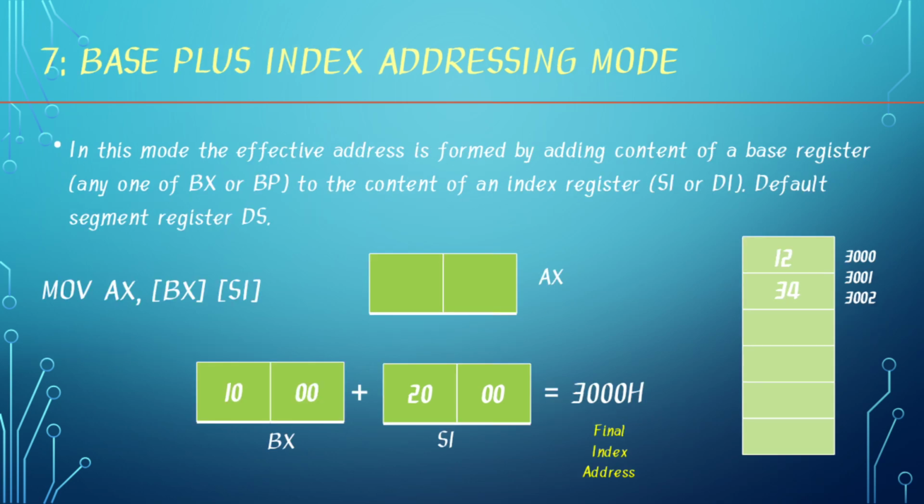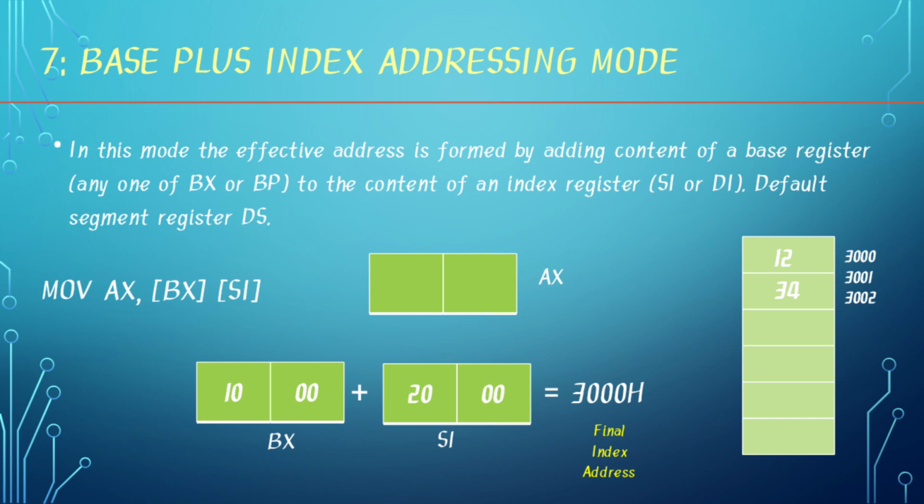And next, coming to the base plus index addressing mode. In this mode, the effective address is formed by adding the content of the base register to the content of the index register. So the base register plus index register addresses are combined to give an address. That address contains some data, and that data is moved to the AX register simply.